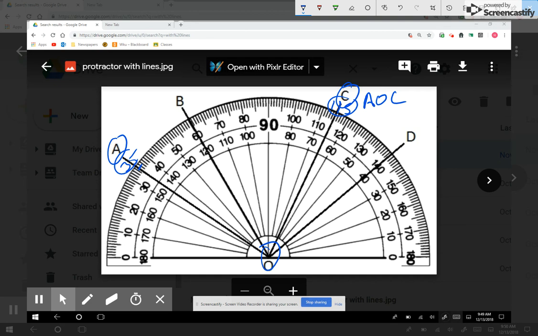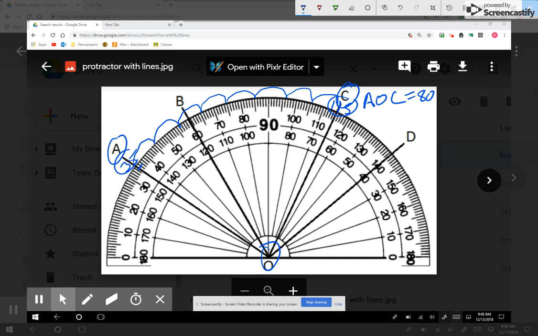115 minus 35. If subtracting is a little bit hard for you, count by tens. I'm going to go here's 10, 20, 30, 40, 50, 60, 70, and 80. So this should be 80 degrees. Right. If we subtracted the numbers, it's 80 as well.